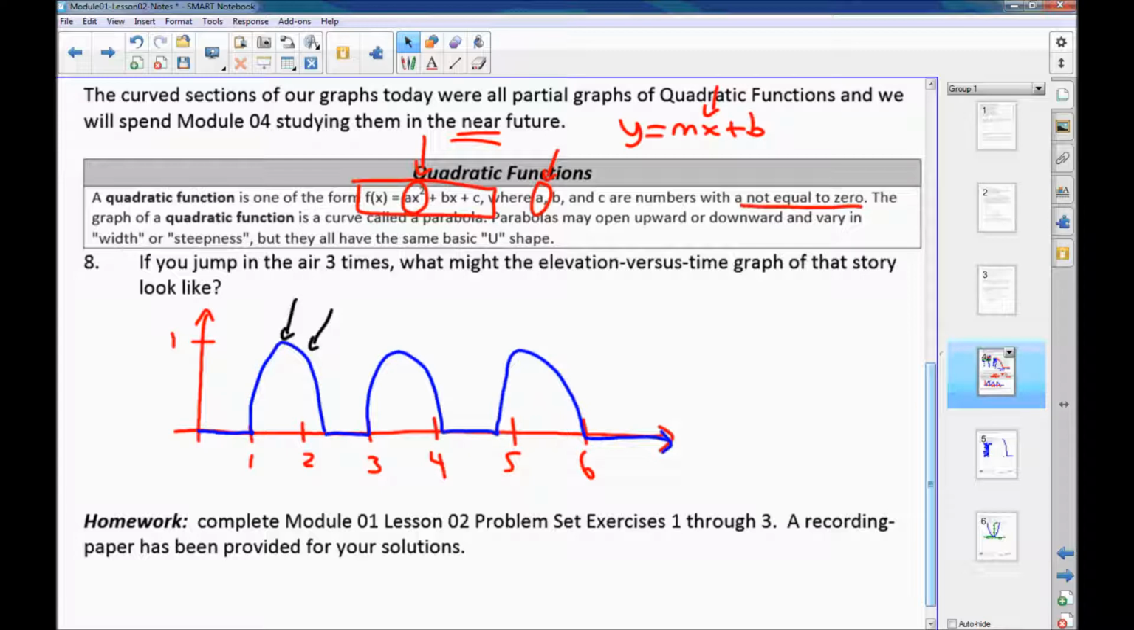Okay, all right, this concludes Module 1, Lesson 2. And if you were out, hopefully this helped you, or if you were struggling, hopefully this helps you.